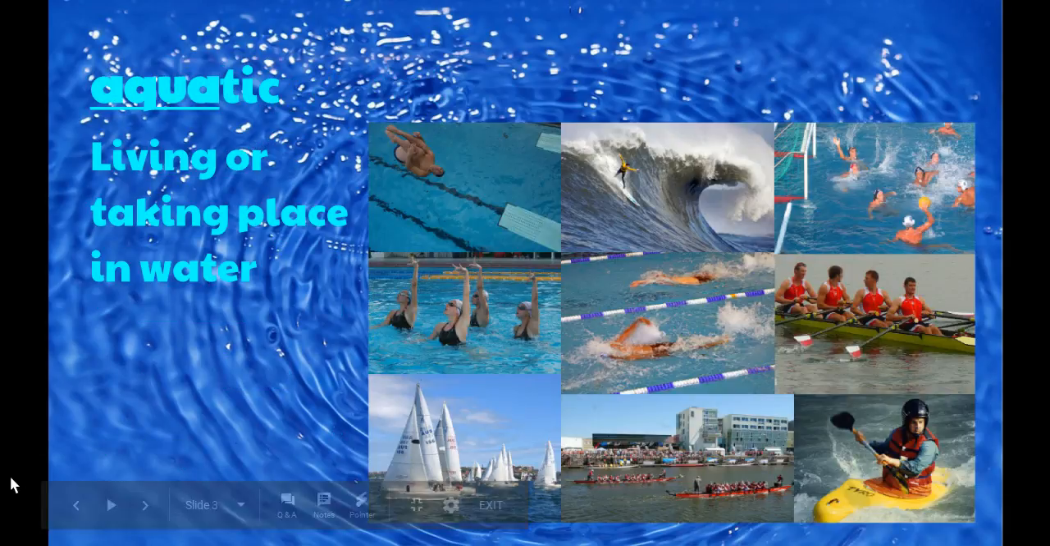So your first word is aquatic, and this means living or taking place in water. So if you look at all of these pictures, we have a diver, someone surfing, water polo, rowing, swimming, synchronized swimming, sailing, some more rowing, and kayaking. These are all what we would call aquatic sports or aquatic activities because they all take place in water.